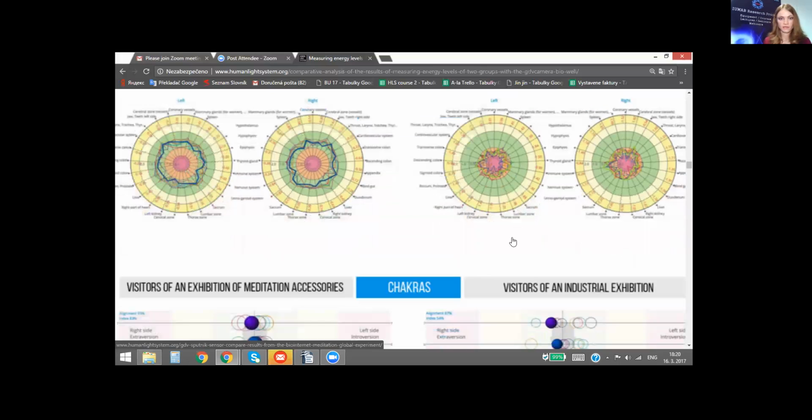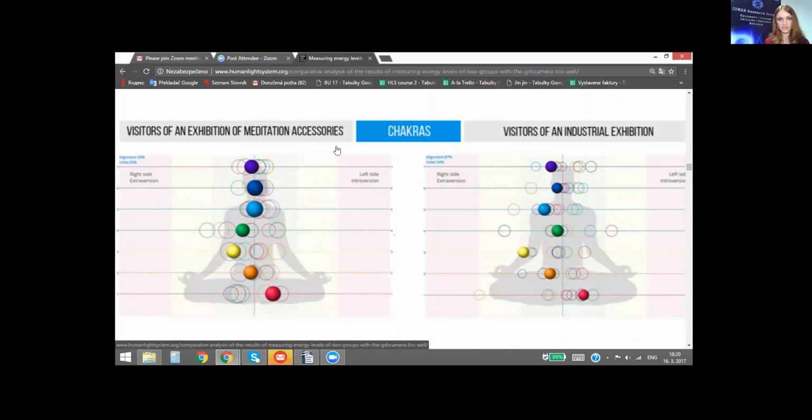So let's see the chakras. The first thing you can notice is that the participants of the meditation exhibition have quite big chakras in comparison to those who took part in the industrial exhibition. This means that their energy flow is in a better condition. The energy circulates better, and they have more energy, basically. And secondly, their chakras are quite centered, more centered than those of the industrial exhibition. These participants have quite dispersed chakras. These ones are more aligned.